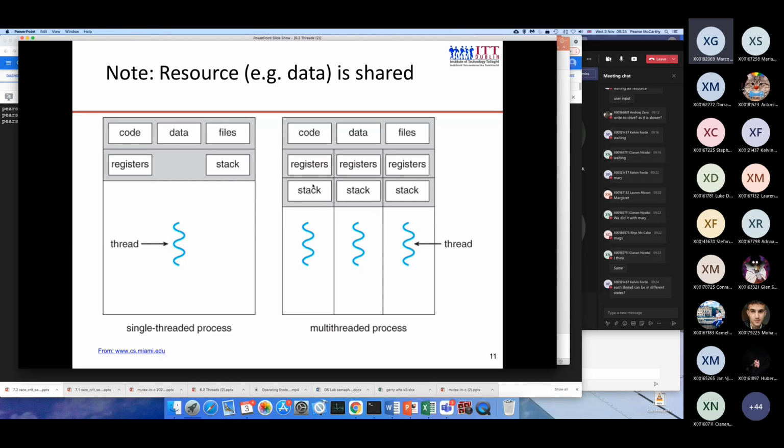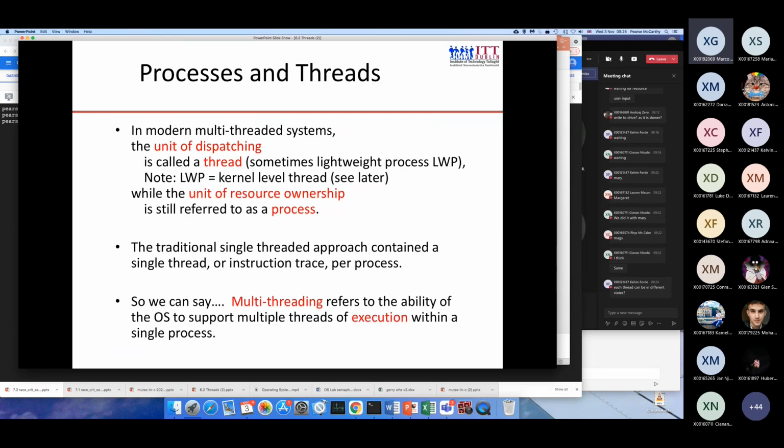So I won't call it a process control block in this case because it's a thread control block. But you should get the idea if you understood the context switch from a few weeks ago. So each one of those needs that, but see this here? It doesn't get its own copy of these. And this is the really important thing when we said that the unit of resource ownership is referred to as the process and dispatching is the thread.